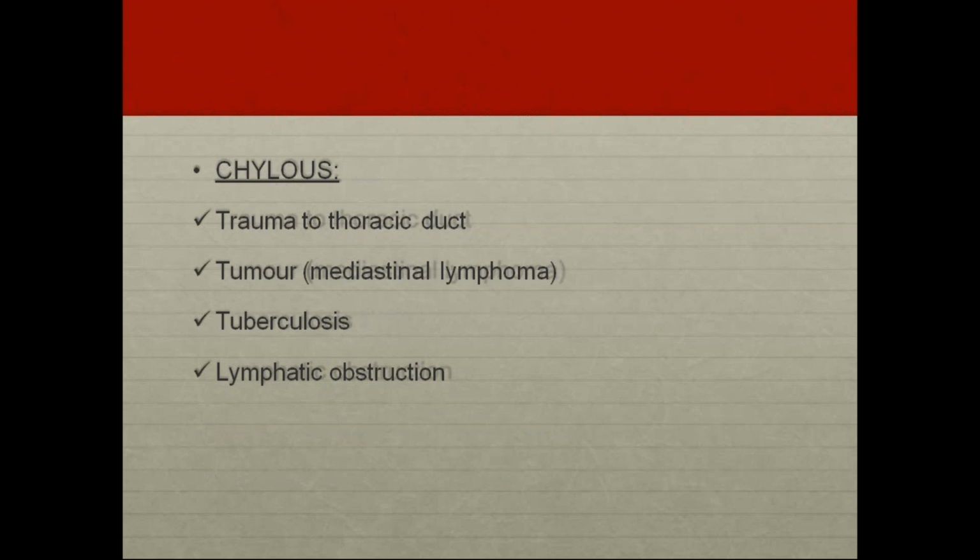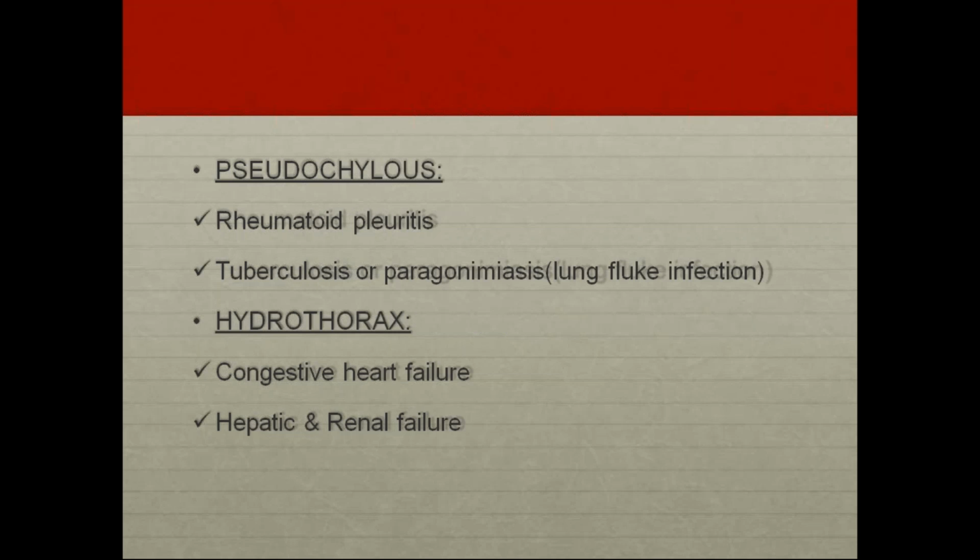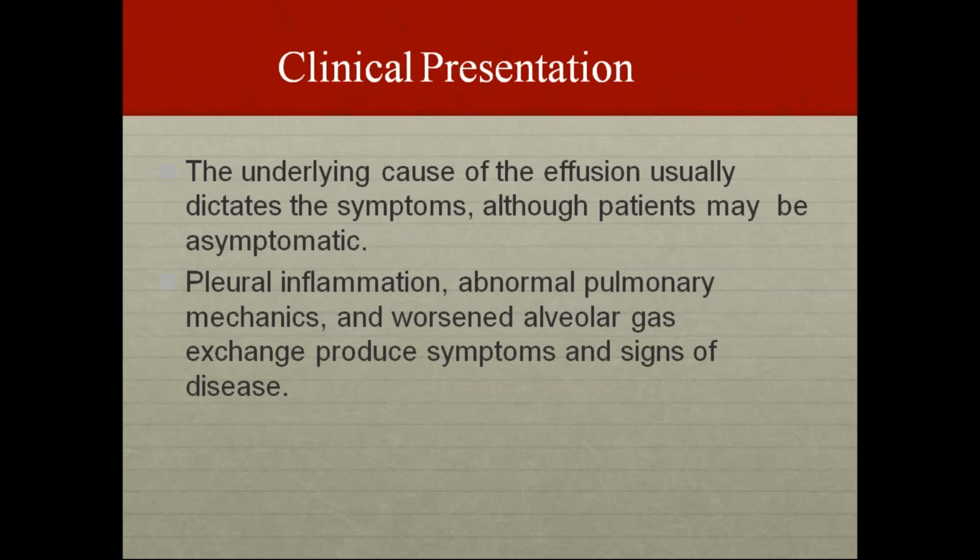As I already said, the chylous effusion can be present. It can occur in trauma to the thoracic duct, tumor, tuberculosis, and lymphatic obstruction. Hemothorax occurs in blunt chest wall injuries and bleeding disorders, neoplasms, leukemias, lymphomas, mesothelioma, drugs, anticoagulants, and pulmonary infarction. This is pseudochylous and hydrothorax.